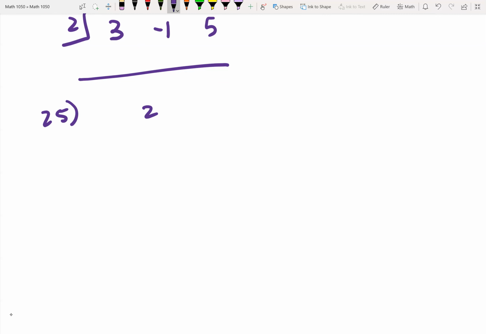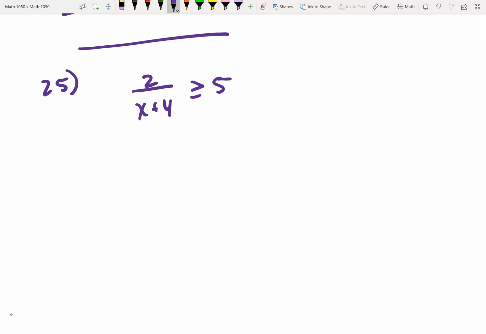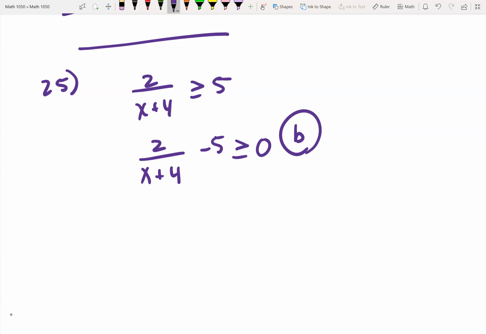Okay, so here is this problem. And another easy, find the correct first step. So this is a critical number type 2. So it's 2 over x minus, or x plus 4. Pull the 5 over, it becomes a negative, greater than or equal to 0. And you look through, and that is option B. Okay, 26.